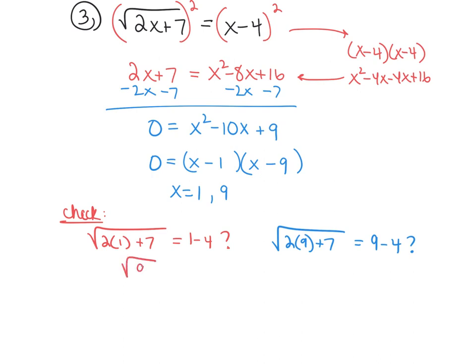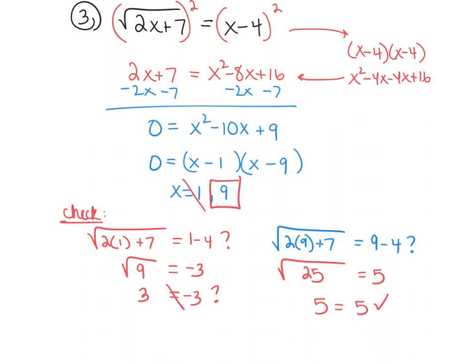This gives me the square root of 9, which is 3. And does the square root of 9, which is 3, equal negative 3? And that is a no. So we know that 1 doesn't work. So now let's check 9. We get the square root of 18 plus 7, and the square root of 25 does equal 5. So that one checks, and you only get one solution. So that's, again, why it's very important to check your answers.